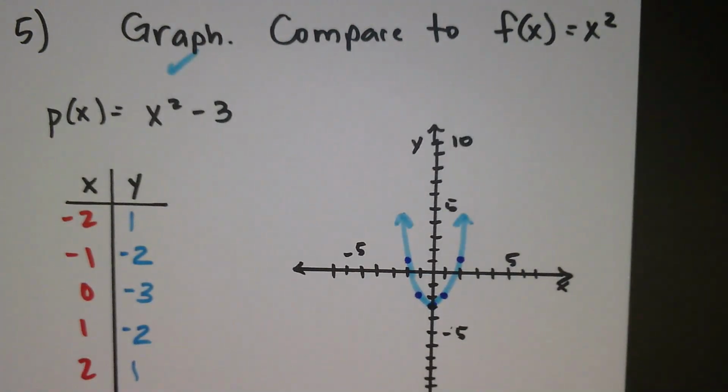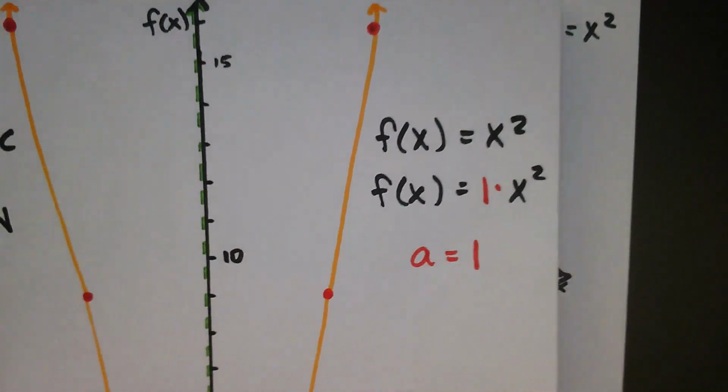Oh, that's not the one that I wanted. I thought I had a parent function graph. Handy, I do. There it is. You can't see me running off frame to my other table. Here it is, f of x equals x squared.